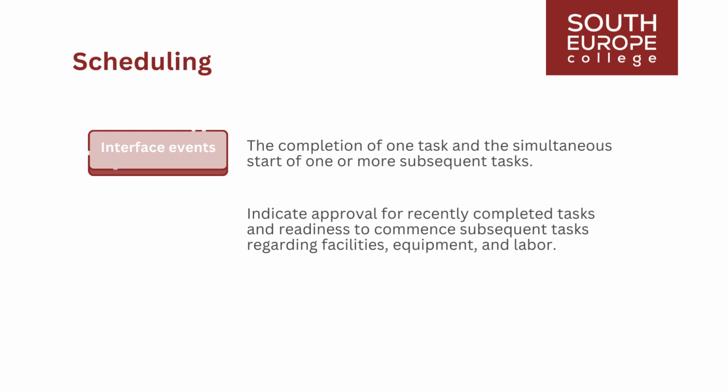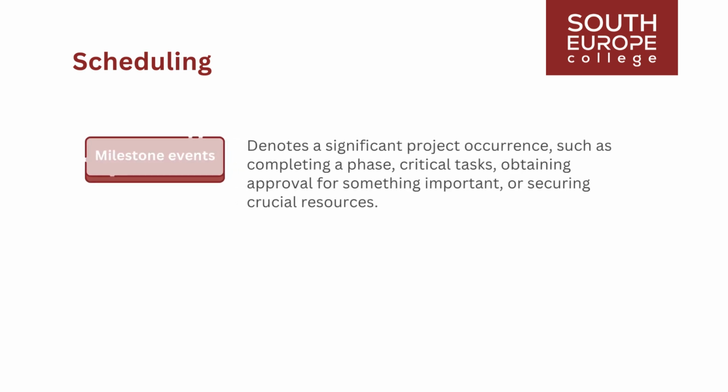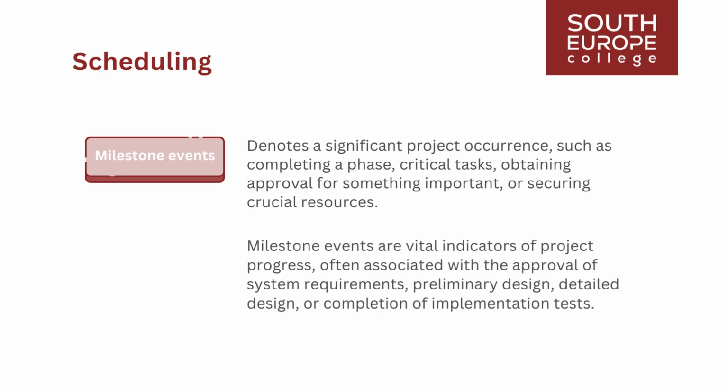On the other hand, a milestone event denotes a significant project occurrence, such as completing a phase or critical task, obtaining approval for something important, or securing crucial resources. Milestone events are vital indicators of project progress, often associated with the approval of system requirements, preliminary design, detailed design, or completion of implementation tests. Failure to achieve a milestone is typically a warning sign, leading to potential changes in budgets and schedules.